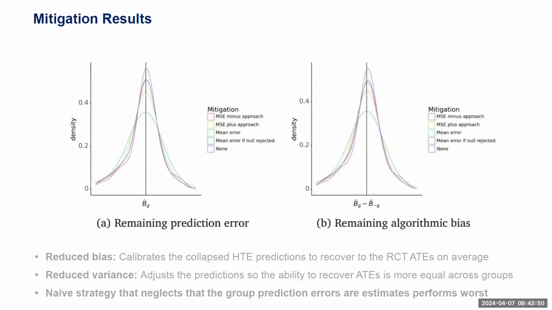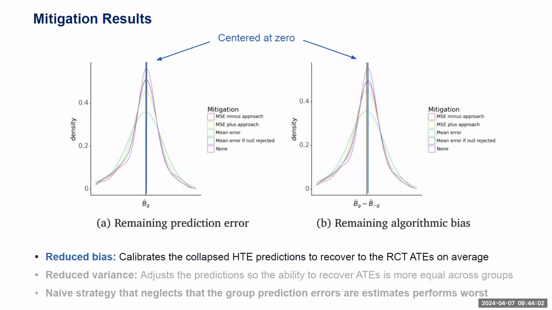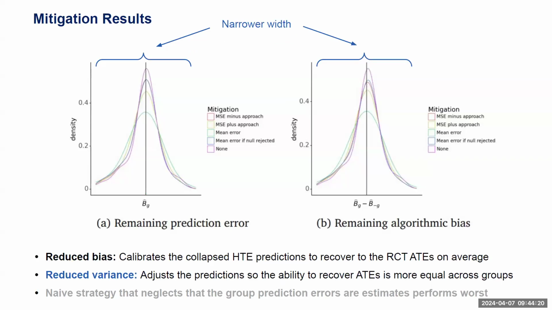So then, quickly to the mitigation results. What we do is that we apply these different correction factors, and we see what bias then remains, right? So first, we see that the distribution is shifted more towards the center, both in terms of within group prediction errors and between group errors. So we can say that they sort of calibrate these collapsed heterogeneous treatment effects to recover the RCT estimates on average across groups. We also see that the width of the distributions are narrower, so we reduce the disparities across groups. And importantly, the naive strategy that neglects the sampling uncertainty has the worst performance since its density is lowest at 0. So the fact of not accounting for detection being an estimation task performs worse when we want to actually mitigate.